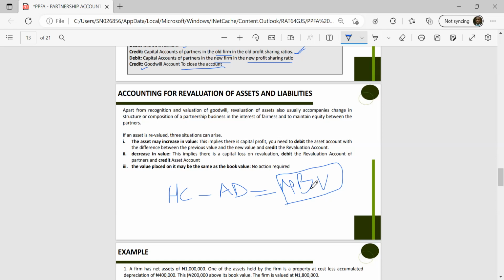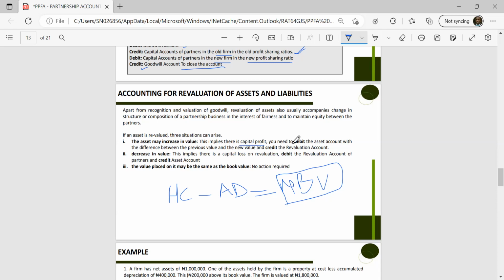Now you want to go out of the business, and somebody tells you that the business is worth 10 million because the net book value of all your total assets is 10 million. But you know that the business is far worth more than that. So that is where the valuation of assets and liabilities comes in. When you do the valuation, there are three scenarios that may occur. The assets may increase in value, which means that there is what? There's a capital profit or capital gain.